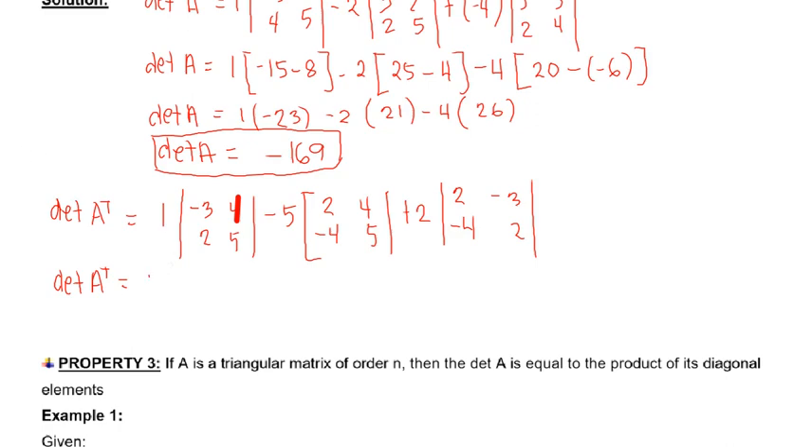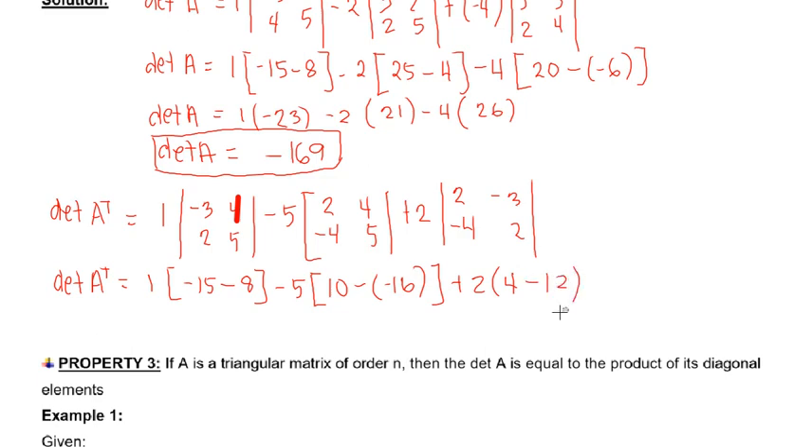That is equal to 1 times, so we have negative 15 minus the product of this upward diagonal, which is 8 minus 5. The product of this downward diagonal is 10 minus the product of this upward diagonal is negative 16 plus 2. The product of this downward diagonal is 4 and the product of this upward diagonal is 12, so minus 12.